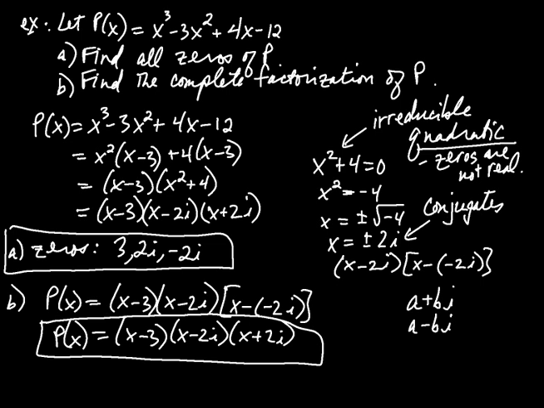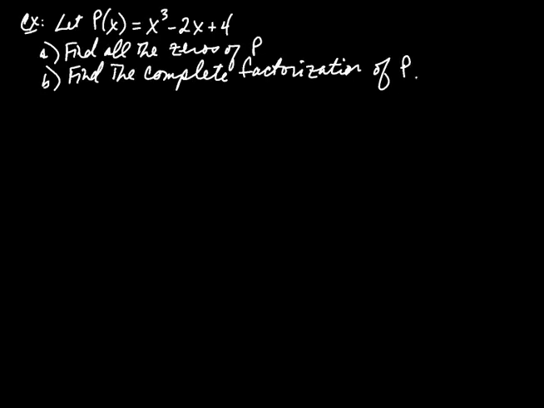Let's try another one like this. So let's let the polynomial p of x be equal to x cubed minus 2x plus 4. Once again, let's find the zeros and also the complete factorization of that polynomial. Okay, notice that I can't factor by grouping, right? So we need another factoring technique. Here we're going to use what's called the rational zeros theorem, which we've covered in a previous video.